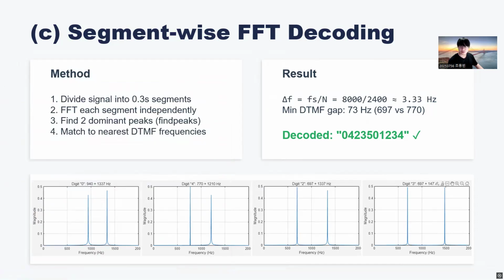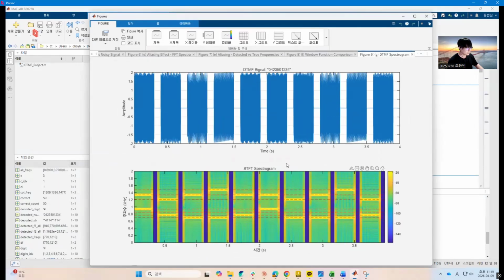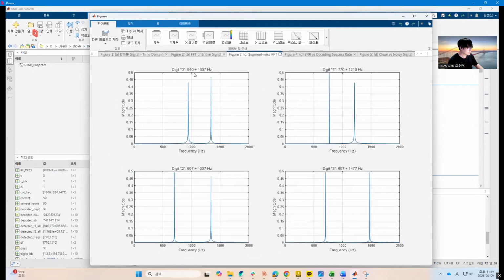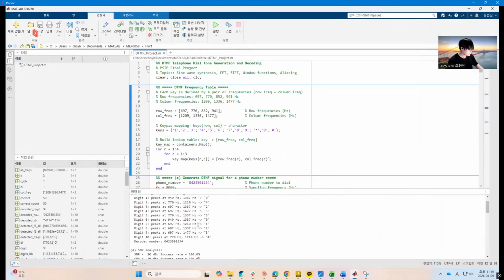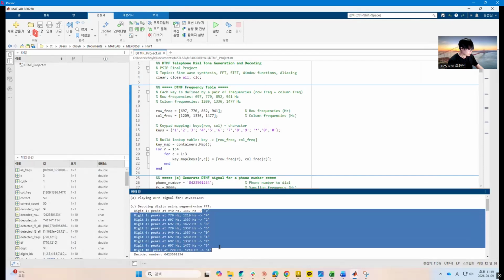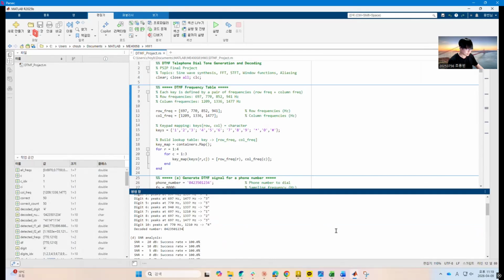After that, we use the MATLAB findpeaks function to automatically locate the two largest peaks in each segment spectrum. Then you compare the detected frequencies to the known DTMF frequency table to determine which key was pressed. So after verifying the decoding, you can see that we can find which digit it is, and we can finally find the entire phone number which was pressed, and it's correct.